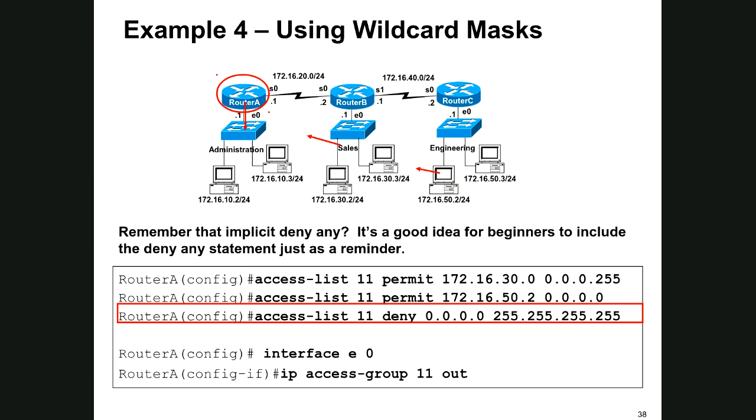If you are not 172.16.30.anything, if you're not 172.16.50.2 specifically, you are to be denied. And that red line is what's at the end of every access control list, whether you put it in or not. It's an implicit one that's always there.